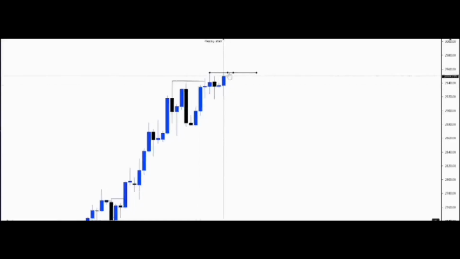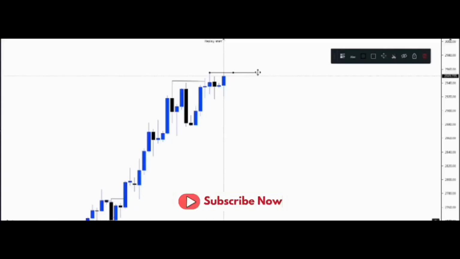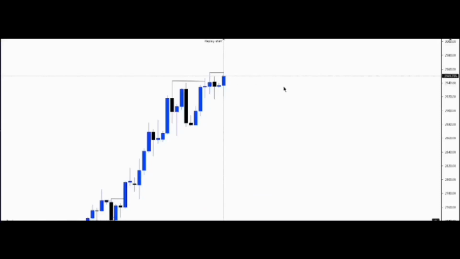Okay, so now as you can see, the second step has been confirmed. It has taken out this candle's high with a candle wick. In this case, you don't need to wait for a pullback because we want to trade aggressively. This is for those who want to trade aggressively. You don't need to wait for a pullback for the second step to be confirmed. Once the candle wick takes out the previous candle's high in the second step, you don't need to wait for any pullback again.